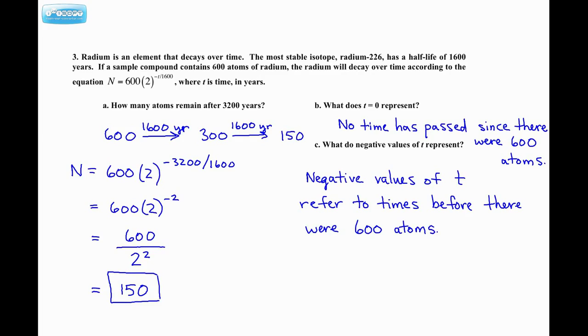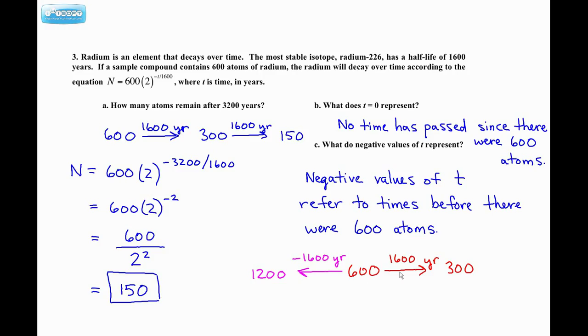So for example, what if t was minus 1600 years? So this was 1600 years before we started the analysis. Well, that 1600 years refers to the half-life, but if it's before, we would have double the amount. So 1600 years before there were 600 atoms, that means we would have had 1200 atoms. And then another 1600 years before that, in theory, we would have 2400 atoms. So every time time goes backwards, the amount of radon we have would double. And every time time goes forward by 1600 years, we cut the amount we have in half. Hence, half-life.